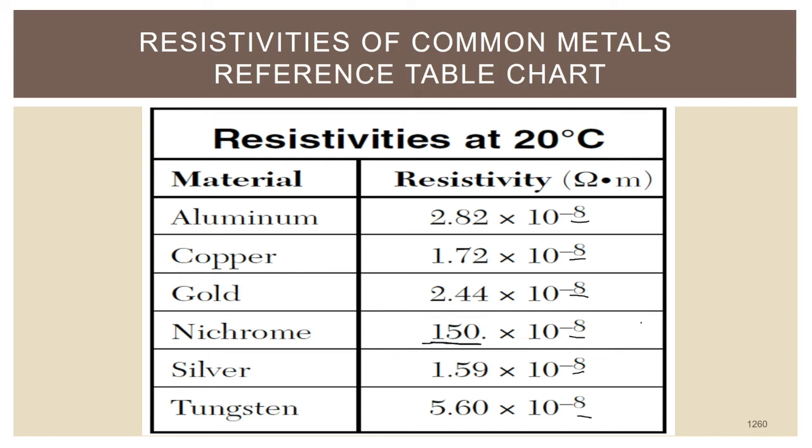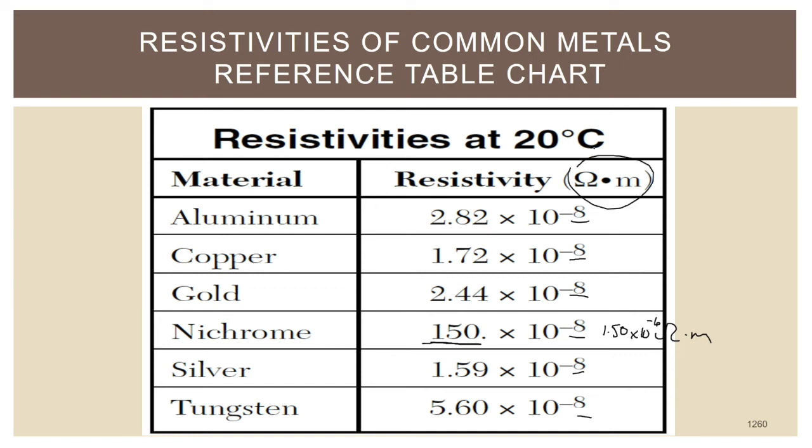You should realize that 150 times 10 to the negative 8 is the same thing as 1.50 times 10 to the negative 6 ohm meters. Now, of course, if it says nichrome, you could just go ahead and use that value and write it as 150 times 10 to the negative 8, but that's something you should just be aware of.